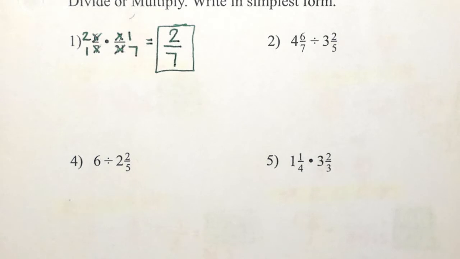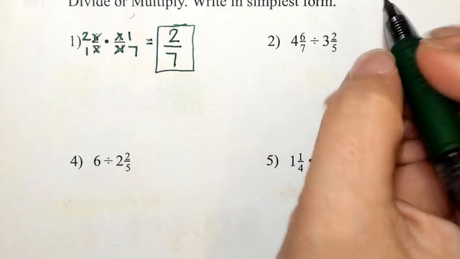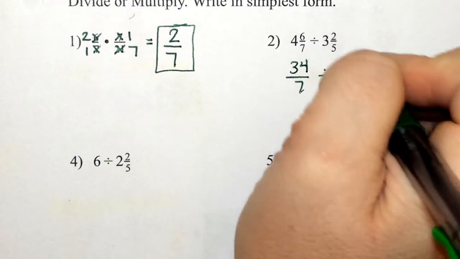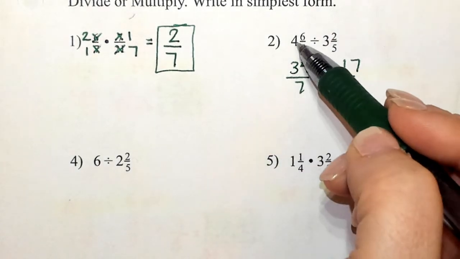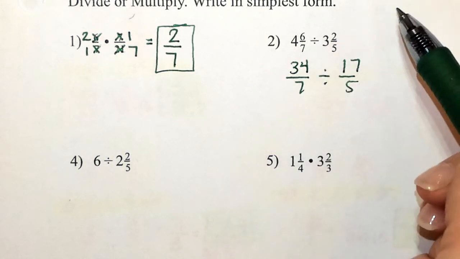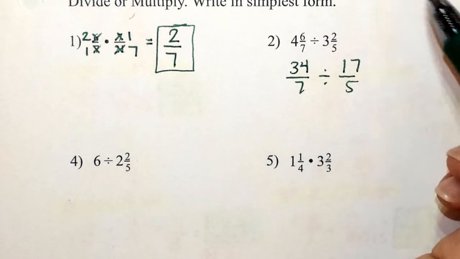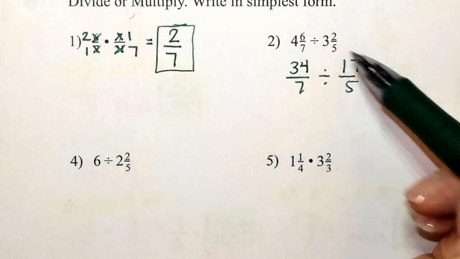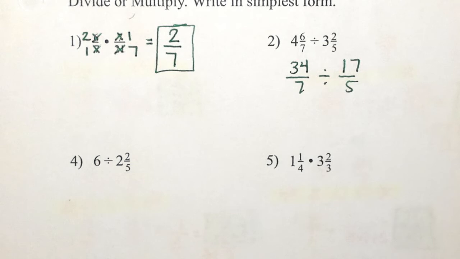All right. Let's look at number 2. Is number 2 a good problem the way it is? No. So what do I need to change this problem to say? Change it up for me. Chrissy, you weren't here yesterday, but you can make these improper. Can you change those for me? 34 over 7 and 17 over 5. So we did 7 times 4 is 28, plus 6 gives me 34. And then 5 times 3 is 15, plus 2 is 17. Okay? From here, it's a division problem.